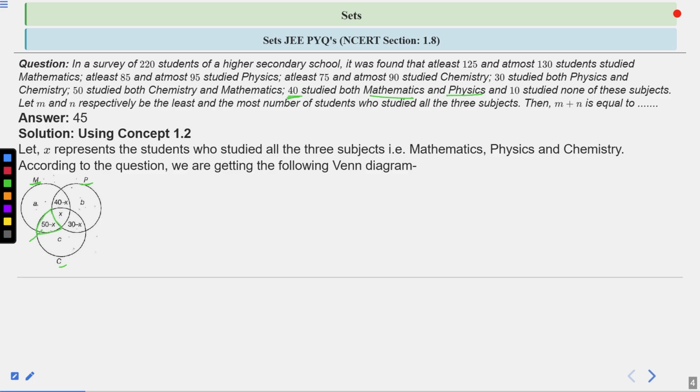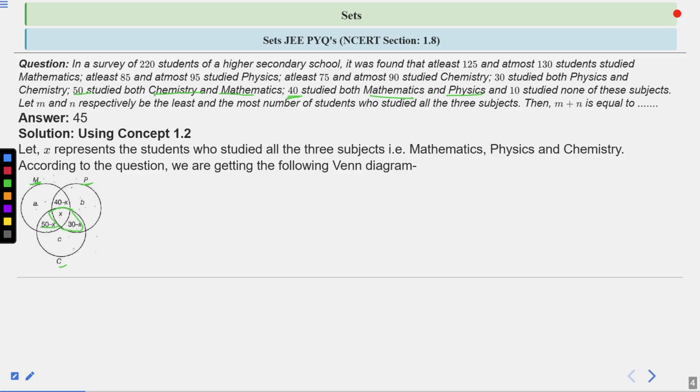And the same goes for this. For this, we will have how many students? 50 minus x. Why? Because in chemistry and math, the total number of students who have studied both math as well as chemistry is 50. So if you can see from here, the sum is 50. Clear? So this is 50 minus x.